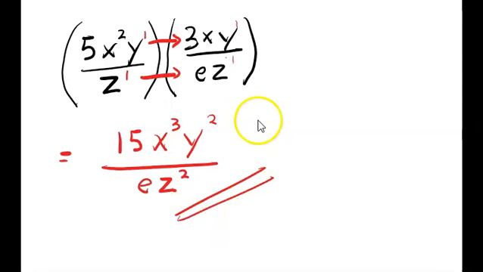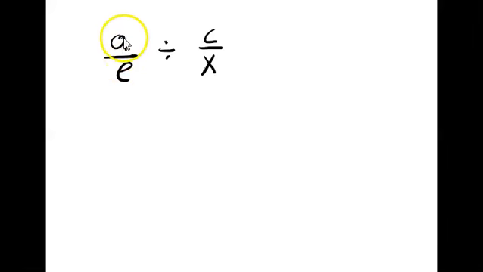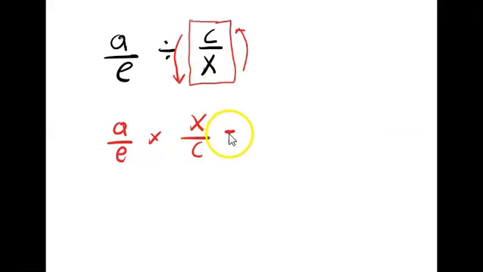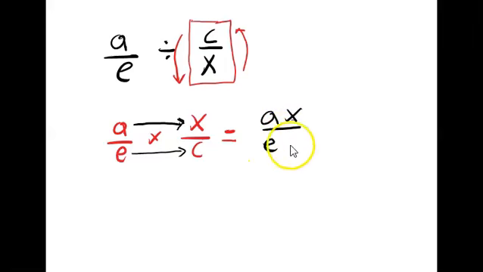Next we are going to division. Okay, now we have a over e divided by c over x. So now we have to look at this part. Alright, so we just have to change it to multiply. So the first one remains the same. Once you change to multiply, it will become x over c. This one will be inverted. Alright, this one will be inverted. So you can multiply as usual, where the x will multiply with a and e will multiply with c. So you got your answer, ax over ce.